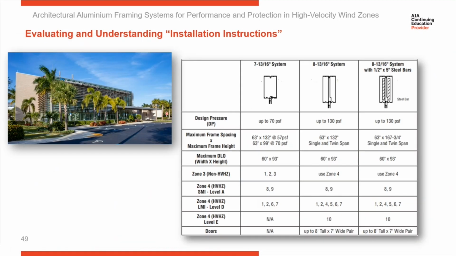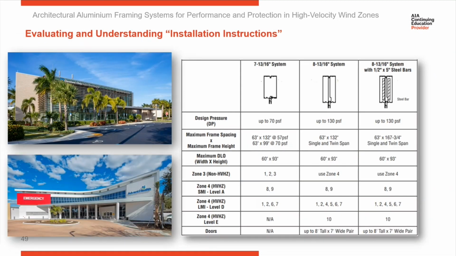Here's another example of a mullion option chart. It looks different from the one we just looked at, but it really gives you the same information. You can see your maximum design pressures, and then you can see the spacing of the verticals and the height and what your mullion options are.